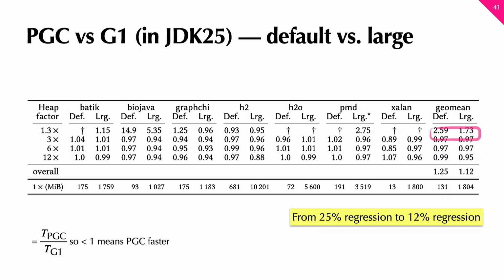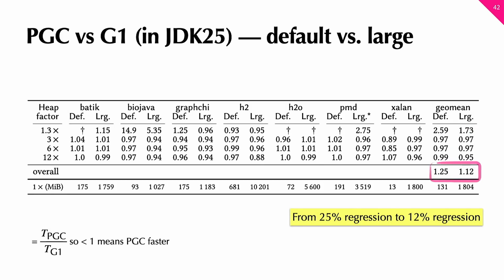However, on the very tight heap, we have a huge regression on parallel for these benchmarks, turned into still a very large regression on large, but substantially smaller, from 2.59 to 1.7, right? So all in all, it's a 25% regression turning into a 12% regression, right?